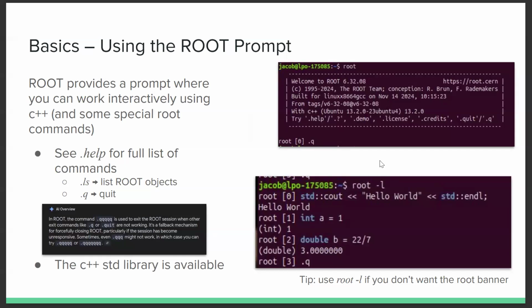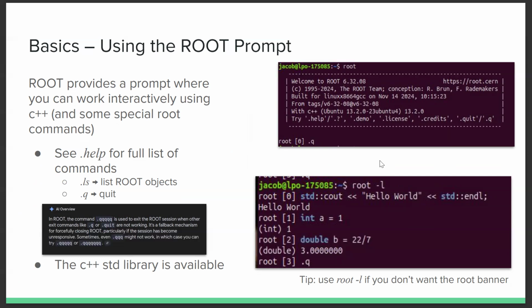So ROOT comes with a prompt, which opens up the ROOT environment and allows you to do things in C++ basically. In here it's just interpreted; later it's compiled just in time. You can work interactively using C++, and there are some helpful ROOT commands, which you can see if you just type .help. Two of the most important are .ls, which lists the ROOT objects available in memory that you can access, and .q to quit, and .qqqqqqq if ROOT doesn't quit after that.